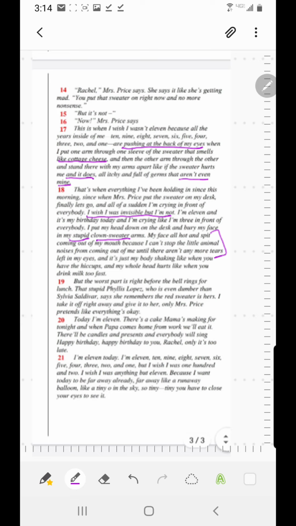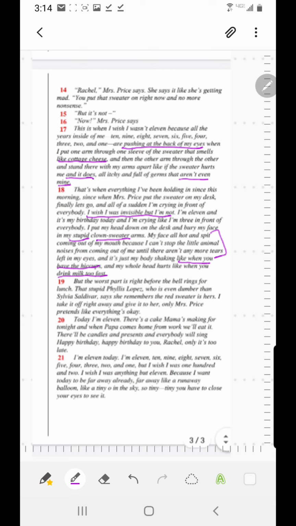Again, that's very childlike. "But the worst part is right before the bell rings for lunch. That stupid Phyllis Lopez, who is even dumber than Sylvia Saldivar, says she remembers the red sweater is hers. I take it off right away and give it to her. Only Miss Price pretends like everything's okay."